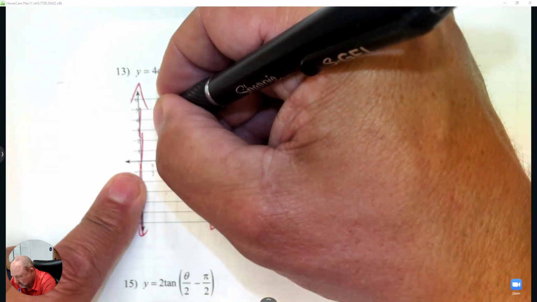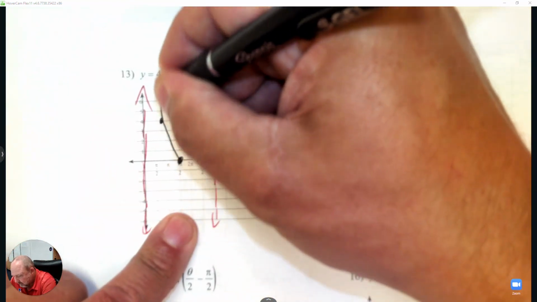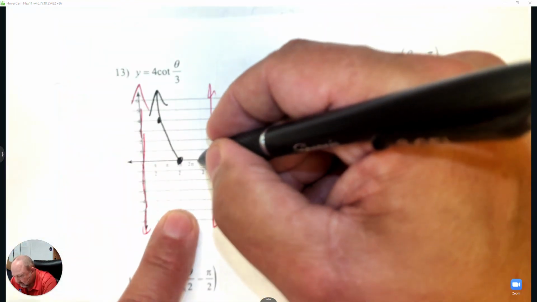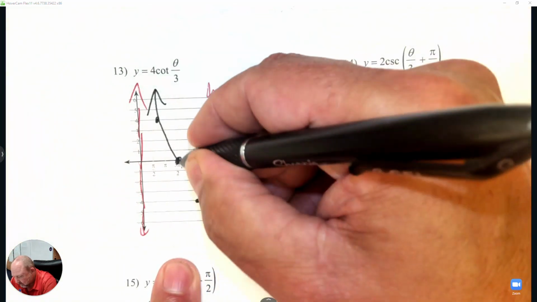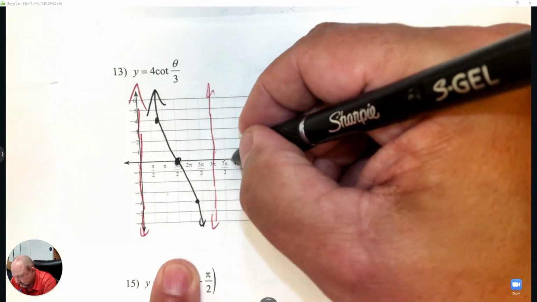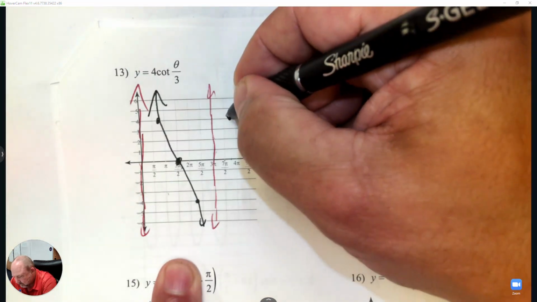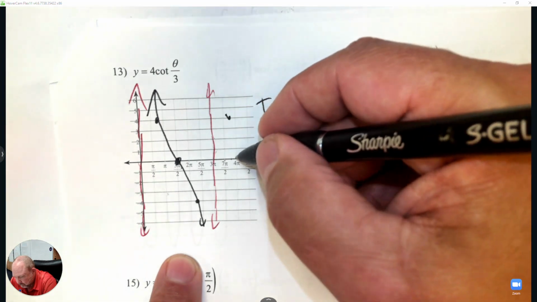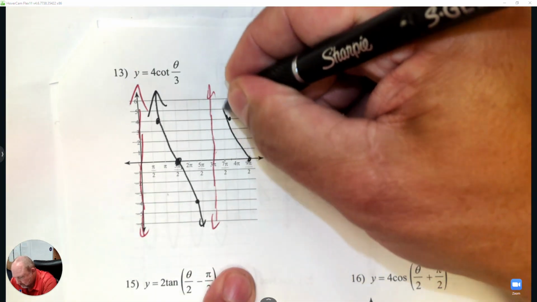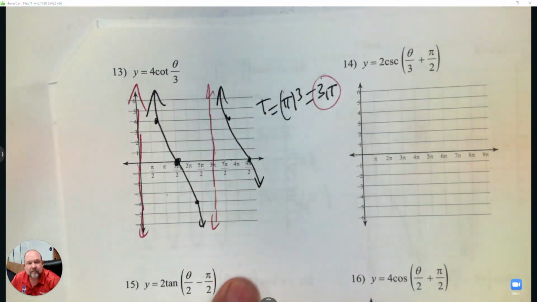Go to 4, and it goes up to the left, and then 1.5 to negative 4. That's the pattern, and then down. Perfect.